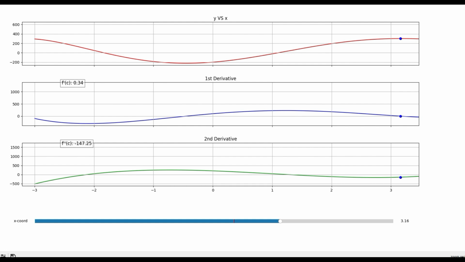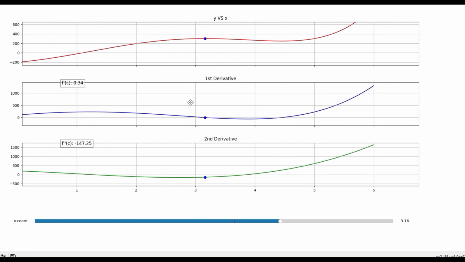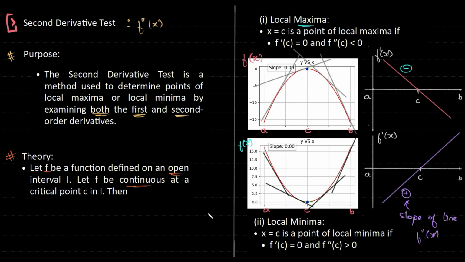And there is one more point actually. Somewhere over here is your minimum. Can you see that? So f prime of c is again 0 over here. We can see it's almost 0. And f double prime of c is a positive value. So this is a minimum. Okay, so this is a sequence of thinking.